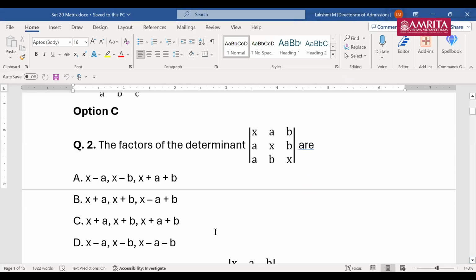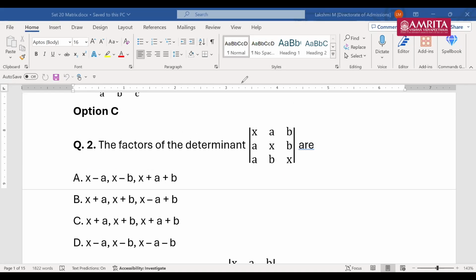This is also a type of question which comes in the exam: factors of the determinant. Here the terms might be different. It is X, A, B; A, X, B; A, B, X. And here you have to be careful. It's of the form X minus A, X minus B, X plus A plus B. So either it's X plus A, X plus B, or X minus A minus B, or X plus A plus B. We can use different methods to solve it. So please start solving it and provide the answer.